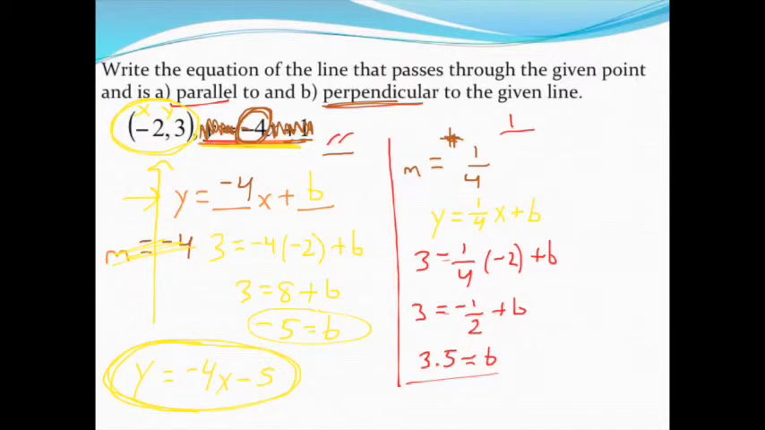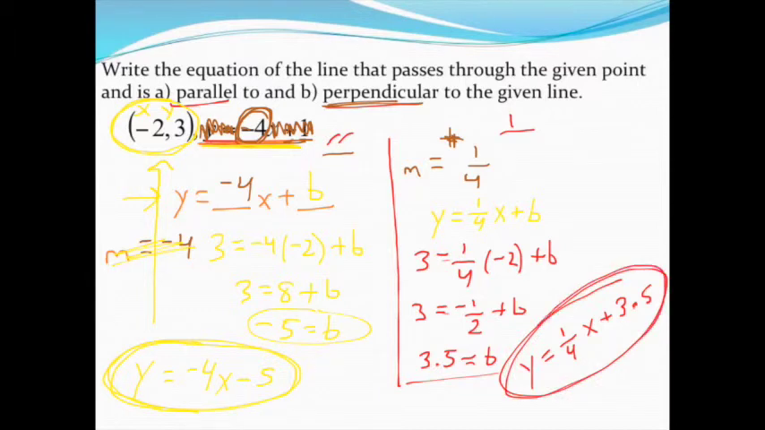Again, don't forget what we were trying to do. I want to write an equation. So my perpendicular equation is going to be y equals 1/4, my slope, times x, and then plus 3.5, or 7/2, however you want to call it. I'm just going to go with 3.5. That seems to be easy for me to say right now. So there's the equation of my perpendicular line.